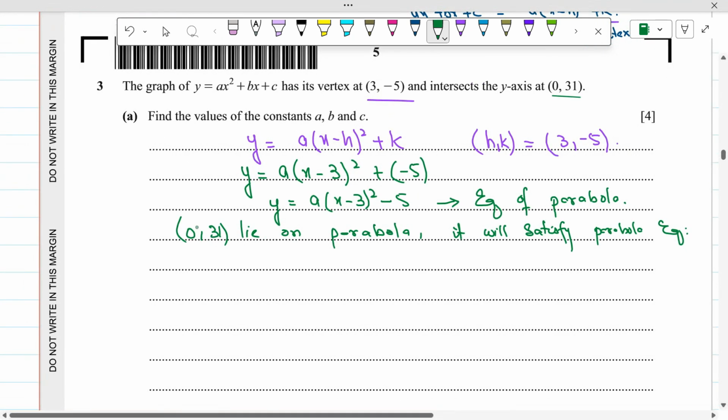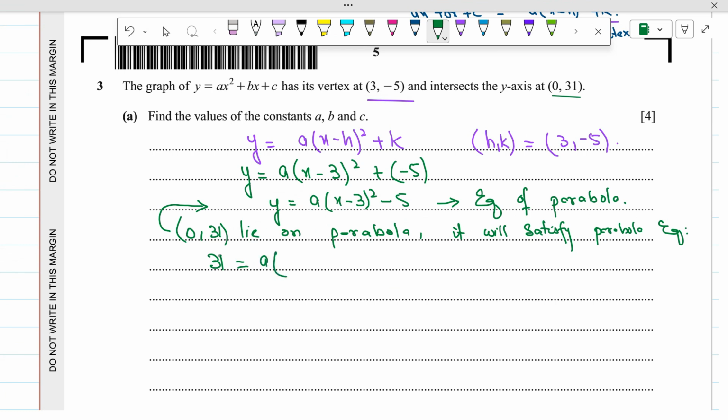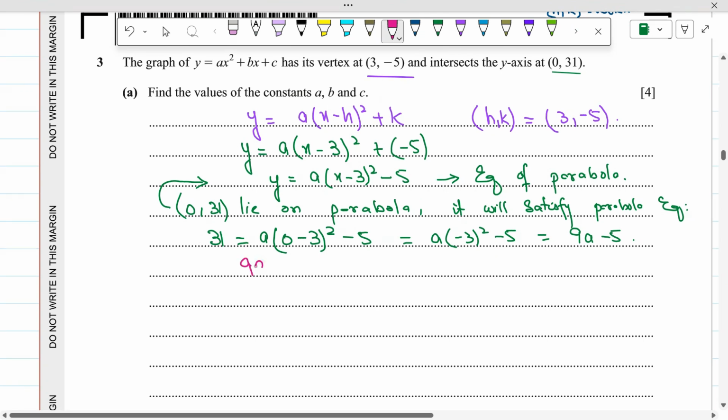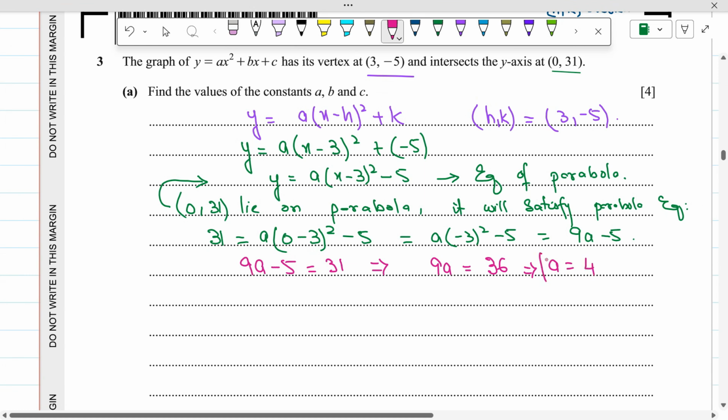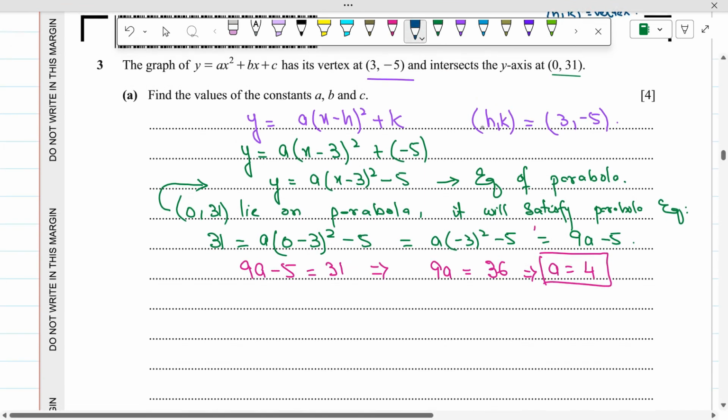So plugging the x coordinate and y coordinate in this equation, we will have 31, because the y coordinate is 31, equals a times (0 minus 3), because the x coordinate is 0, whole squared, minus 5. So this one is a times negative 3 squared minus 5, which equals 9a minus 5. So 9a minus 5 equals 31, which gives 9a equals 36. So a equals 4. So we have calculated a.